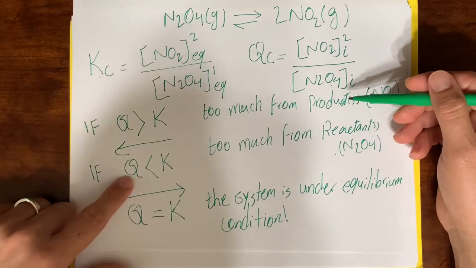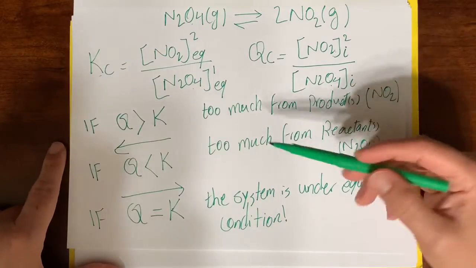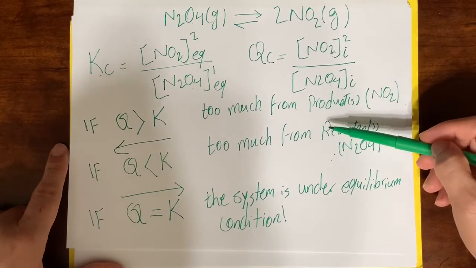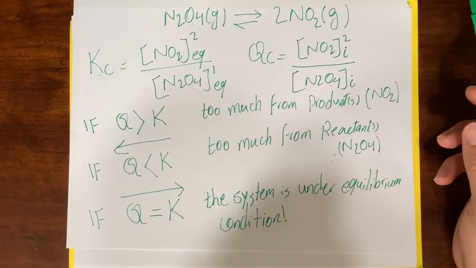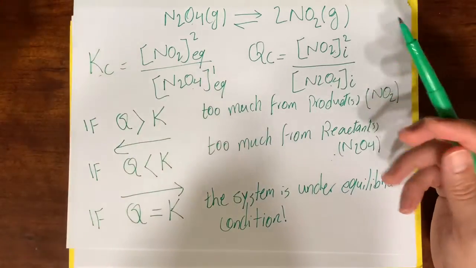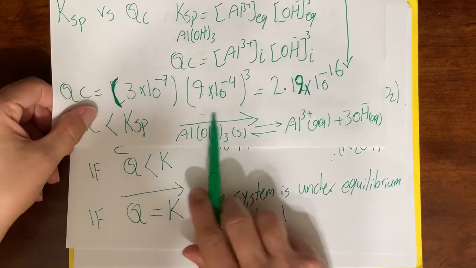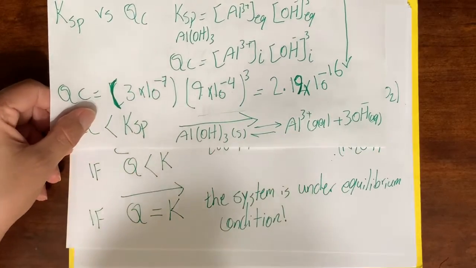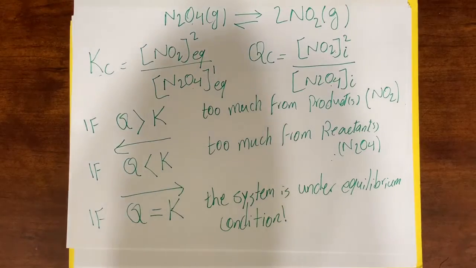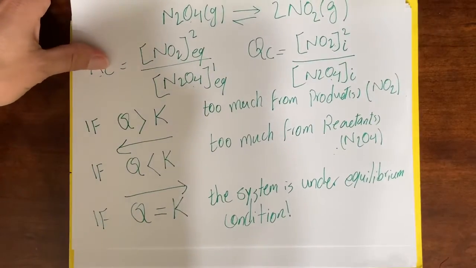If Q is smaller than K, like the example I just did, that means I have too much of the reactant. The reactant has to go to the product side. In this example, we said we need to generate more of this ion. So it will go to the right side and we're not going to have solid. How about Q equal to K? That one is going to be the equilibrium condition.